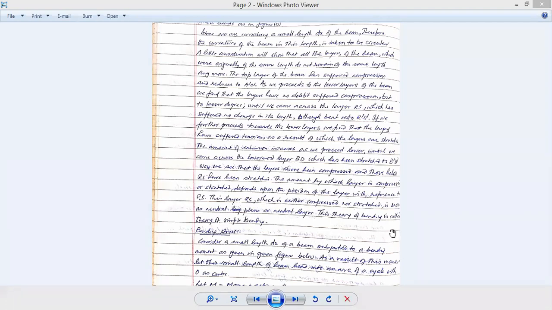The definition of this neutral layer is part of the theory of bending, the theory of simple bending. So if you have the question, what is the theory of simple bending, we have to discuss and explain what the neutral layer is, the definition of the neutral layer, and how it exists.